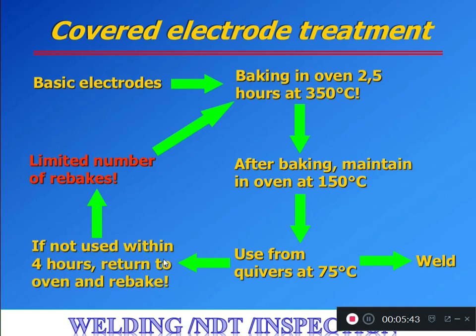If not used within 4 hours, you cannot use these electrodes from the quiver. If you cannot finish the electrodes within 4 hours, they go back to the limited number of rebakes, which means you can do it only one time: baking in the oven for 2 to 5 hours at 350 degrees centigrade, and the same cycle is repeated. If the quiver electrodes cannot be finished the second time, you have to quarantine that electrode, because it cannot be used a third time.